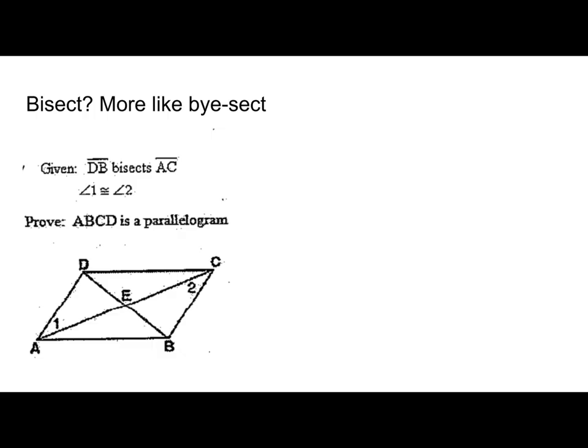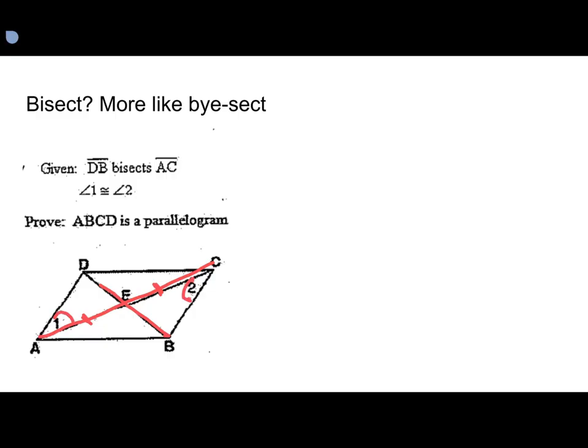Bisect, more like bisect. Alright, anyway. Given that DB bisects AC, so what we know by this is that these ones are going to be congruent, and angle 1 is congruent to angle 2. Prove that ABCD is a parallelogram.